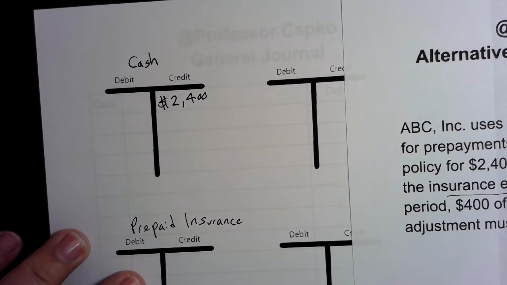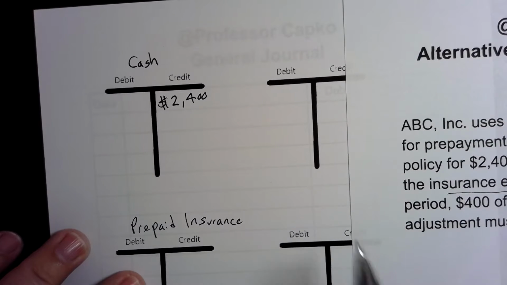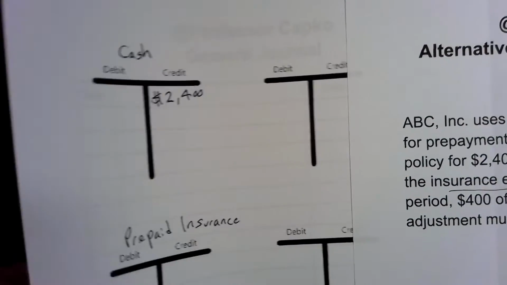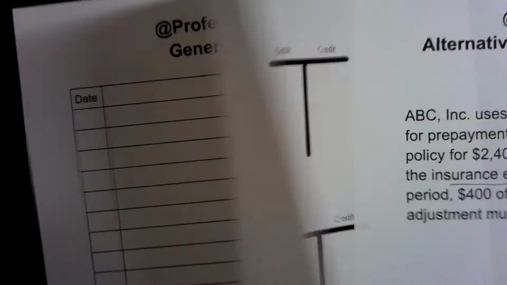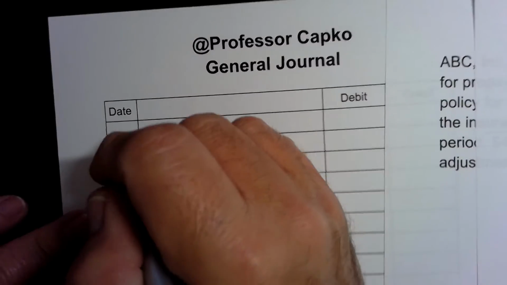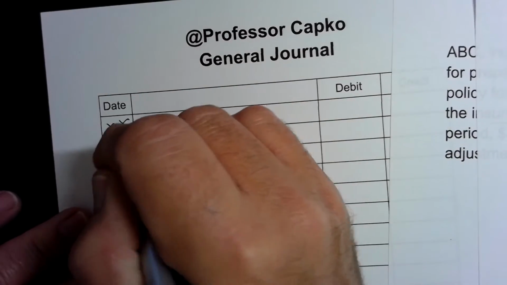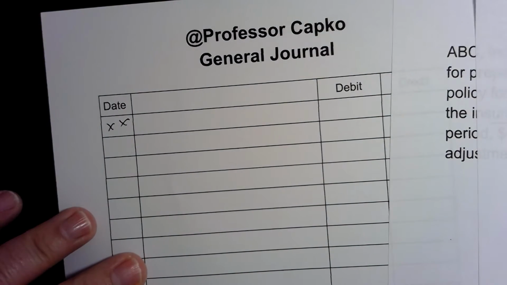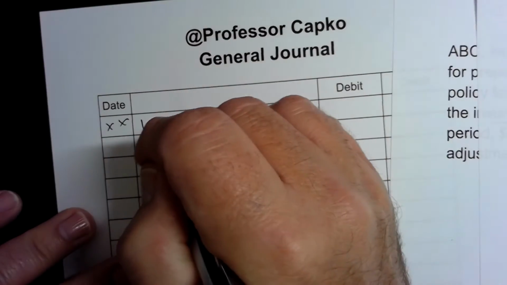So that is the first entry when this insurance is bought, and we can go ahead and show that in our general journal. So we're going to debit, and this is whatever the date is. So I'm going to put in the first date, and we're going to debit insurance expense.